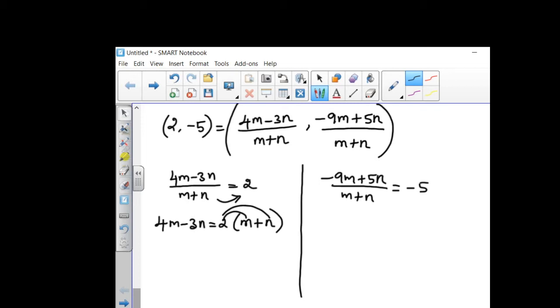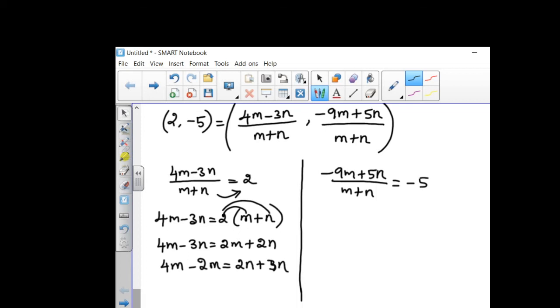இந்த இடத்துல 2 bracket கண்டிப்பா போடுங்க, இல்லனா நீங்க வந்து என்ன பண்ணுவீங்க, 2 m க்கு மட்டும் மல்டிப்ளை பண்ணிட்டு n விட்டுருவீங்க. சோ அங்க ஆன்சர் மாறிடும். ஓகே, so 4m - 3n is equal to 2m + 2n. Okay, then you can separate m and n. So 4m - 2m, and on the left hand side -3n becomes +3n on the other side.